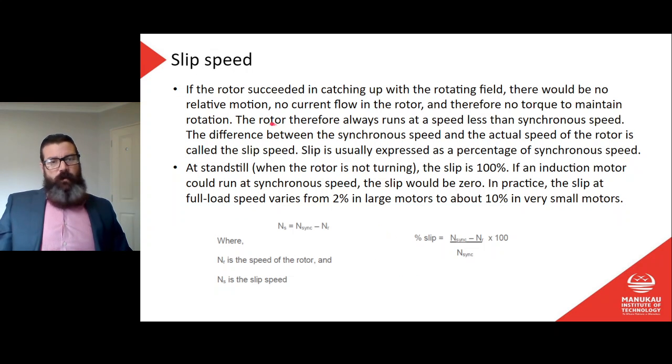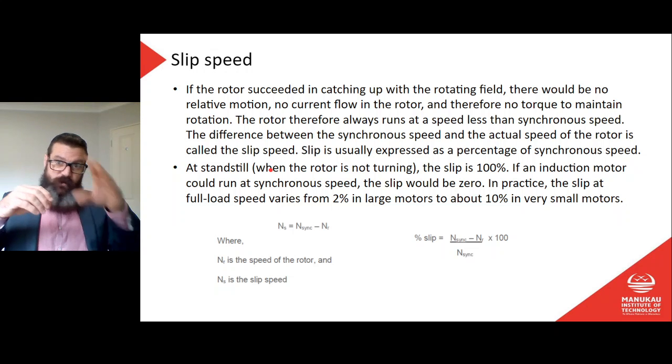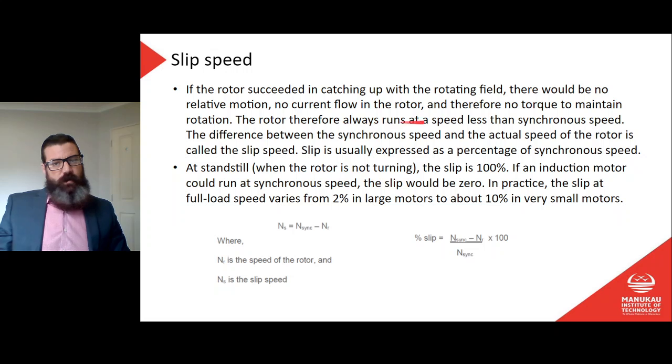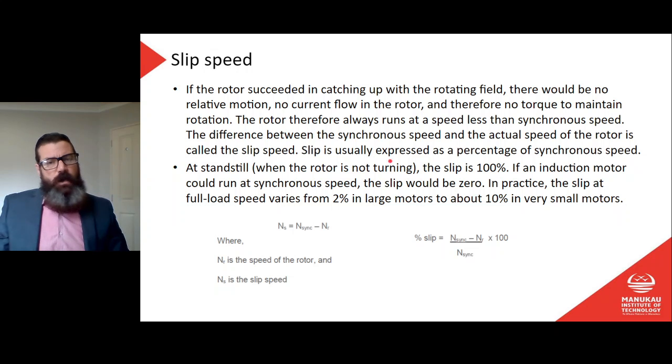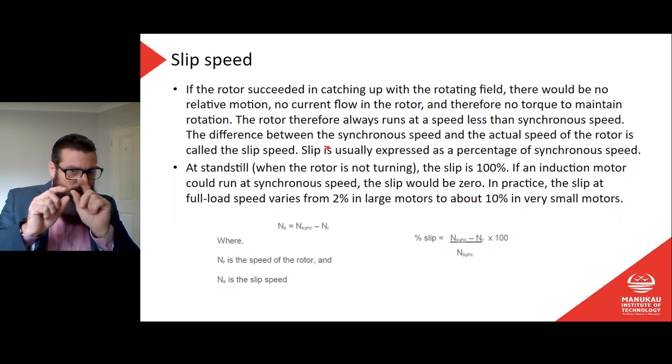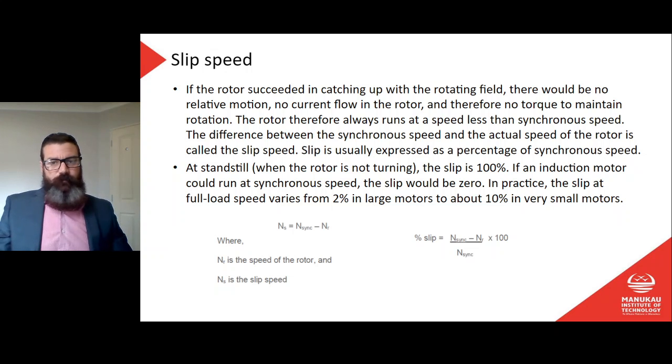Slip speed. If the rotor succeeded in catching up with the rotating magnetic field, as I said, the magnetic field is rotating at a specific speed and that rotor is trying to catch it, there'd be no relative motion, so no current flow in the rotor, therefore no torque to maintain rotation. The rotor therefore always runs at a speed less than synchronous speed. It's always trying to catch up. As soon as it catches up, the torque disappears and it will slow down. And the greater the load we put on it, the bigger that difference will be.